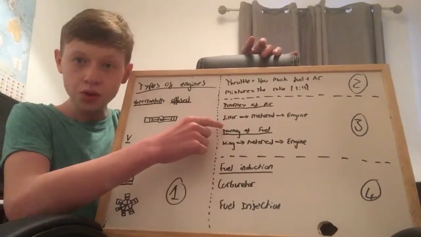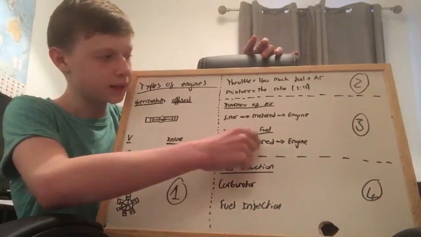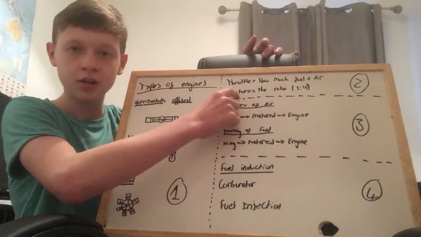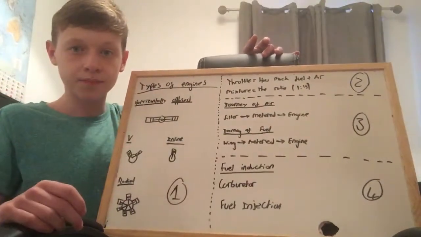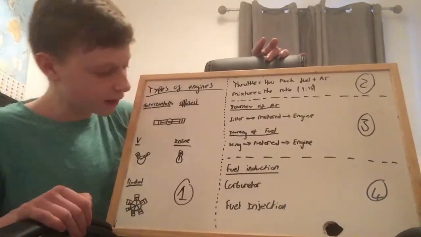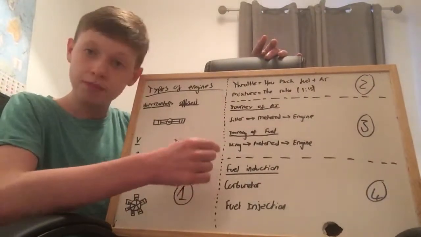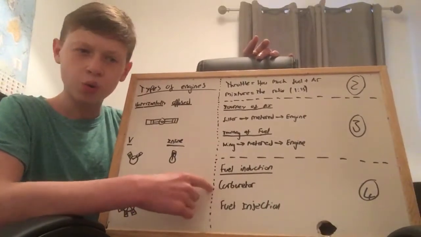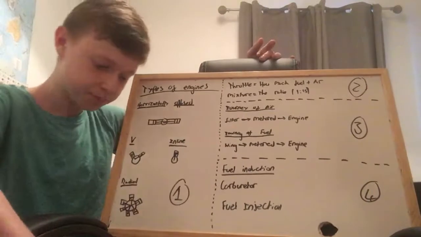Now the journey of fuel, on the other hand, comes straight from the wing. It gets metered again. It depends on your mixture settings, and then it goes into the engine. So, if we go down to number 4 here, if you can have a look, there are 2 different types of fuel induction. There is via carburetor. This is for olden day planes mostly. And fuel injection, the more modern one.